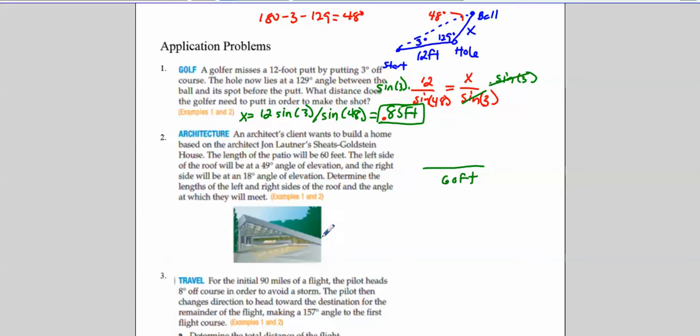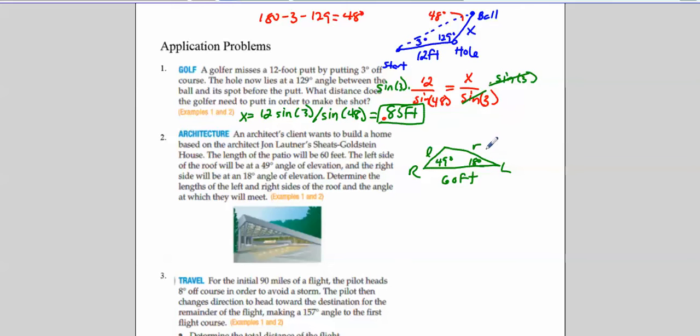So it says the left side of the roof will be a 49-degree angle. So over here, 49 degrees. And the right side will be an 18-degree angle of elevation. So over here, you have 18 degrees. Determine the lengths of the left and right sides of the roof and the angle at which they meet. So if we want to call this the left side of the roof, strangely, I'm going to have to call this angle L. And if I want to call this the right side of the roof, then I would call this angle R. So the angles don't seem to match up with left and right, but that's okay.